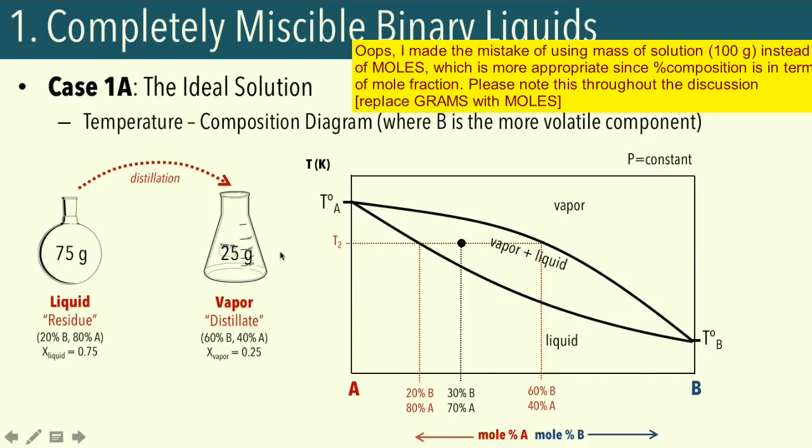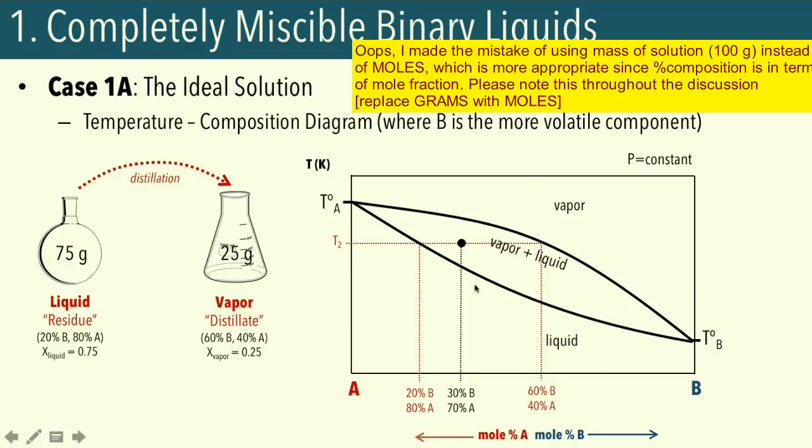That 25 grams is 65% by mole B and 40% by mole A. All right, so that is how we could use the temperature composition phase diagram in order to determine amounts and compositions of our residue and distillate during the distillation process.